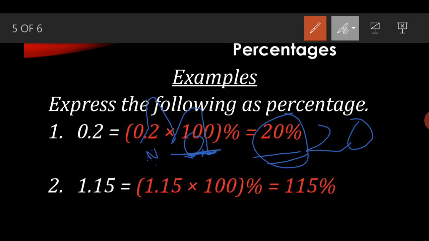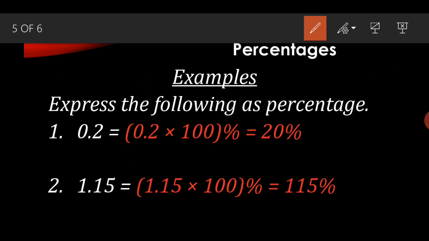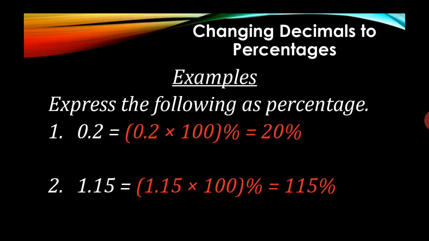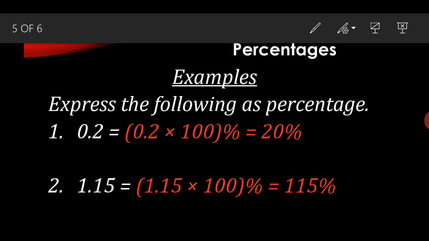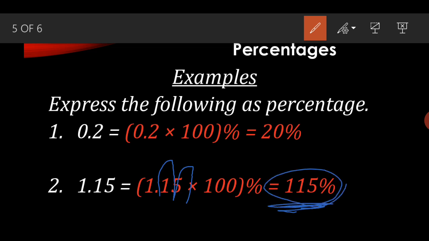So let's continue. Let's go to the second one, which is 1.15. Change it into percentage. Write it as percentage. Now, how do we write 1.15 as percentage? Like I told you earlier on, it will move twice to the right. Now, moving to the right means this one moves 1, it also moves 2. So our point comes here and gives us 115%.